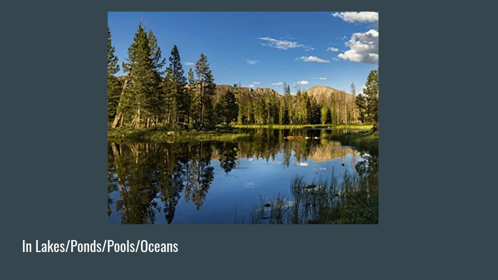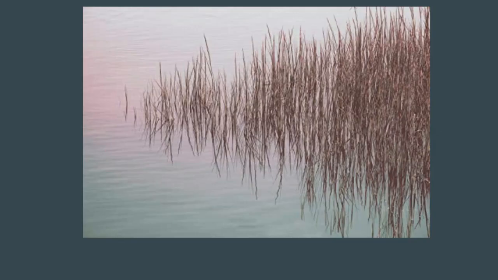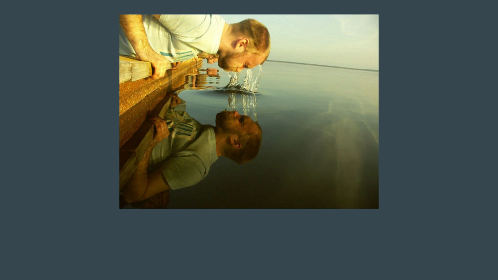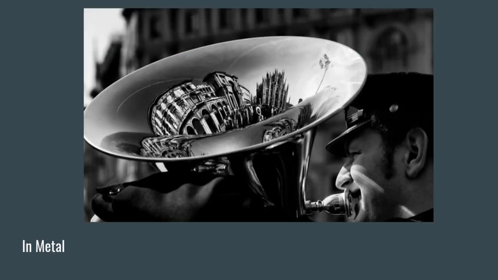And then in deeper sources of water, lakes, ponds, pools, the ocean, if it's very, very calm out, or a bay or something like that. So again, it can be a landscape or something closer up, like this little grass growing out of the water and then being reflected. It makes a nice symmetrical composition, you know, the top and the bottom are symmetrical to each other. You can have people interact with your reflections in some way. So here's someone interacting with water, a big body of water.